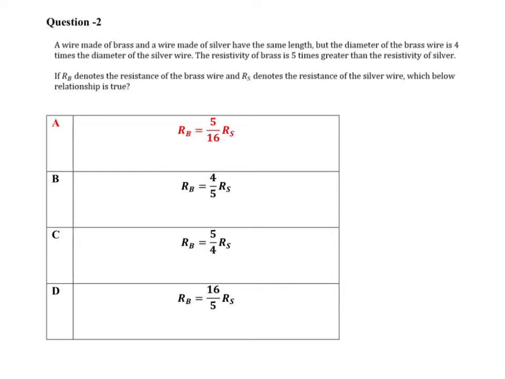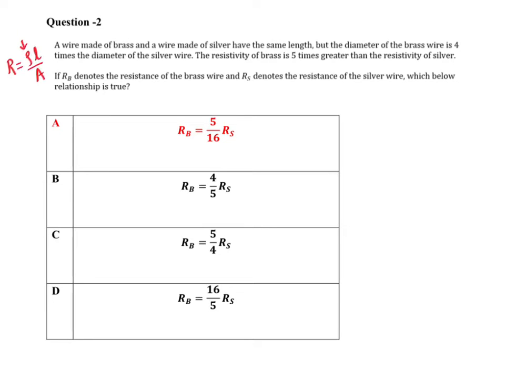Here we have got a wire made of brass and a wire made of silver that have the same length, but the diameter of the brass wire is 4 times the diameter of the silver wire. The resistivity of brass is 5 times greater than the resistivity of silver. If RB denotes the resistance of the brass wire and RS denotes the resistance of the silver wire, which below relationship is true? And we have got the multiple choice in which the first one is true. So we want to see how to get the answer.